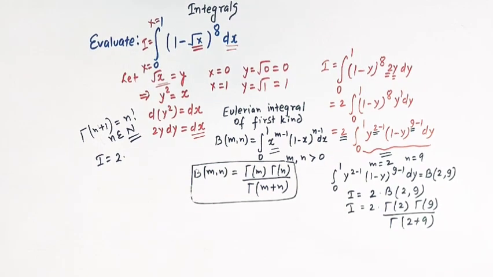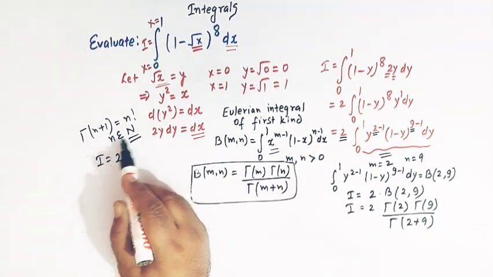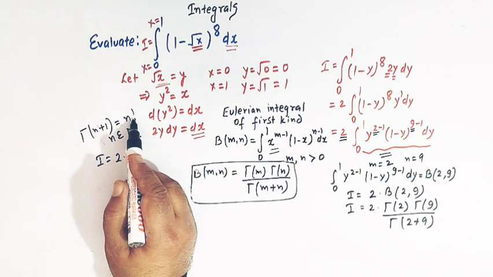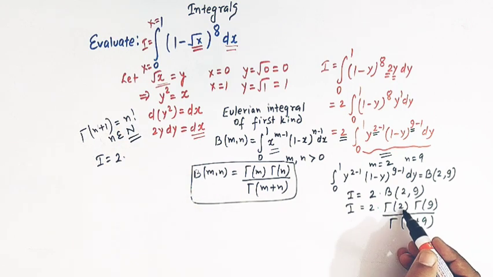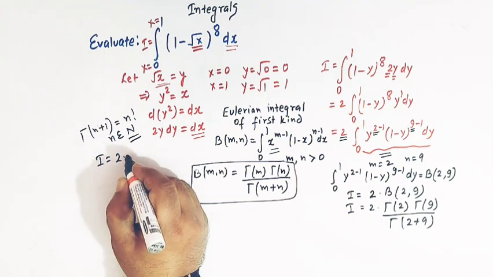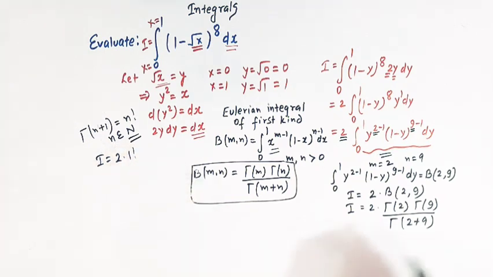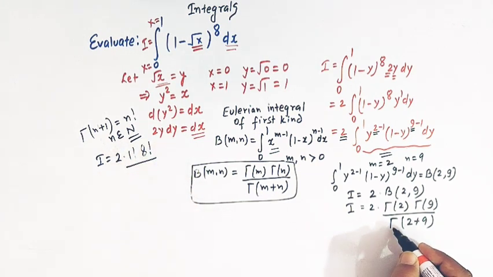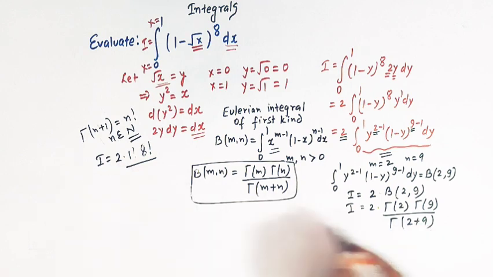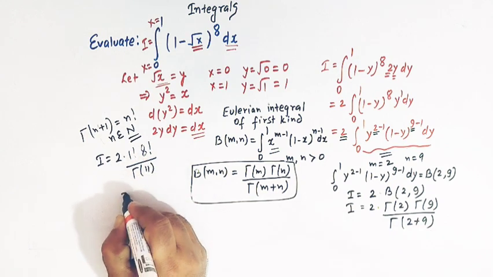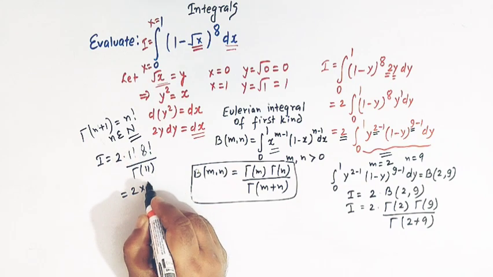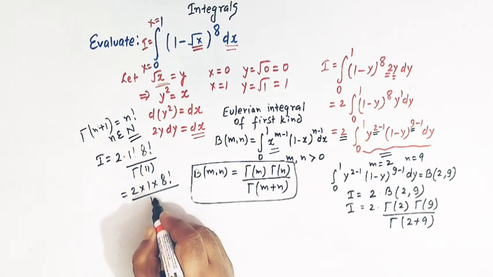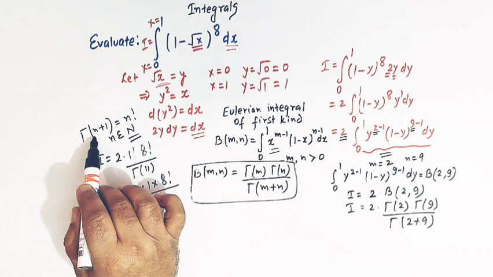So when n belongs to the set of natural numbers, then gamma of n plus 1 is equal to n factorial. Here we have gamma of 2, which can be written as 1 factorial, and gamma of 9 can be written as 8 factorial, and in the denominator we have gamma of 11. Here 1 factorial is 1, 8 factorial, and then gamma of 11 is equal to 10 factorial due to this relation.